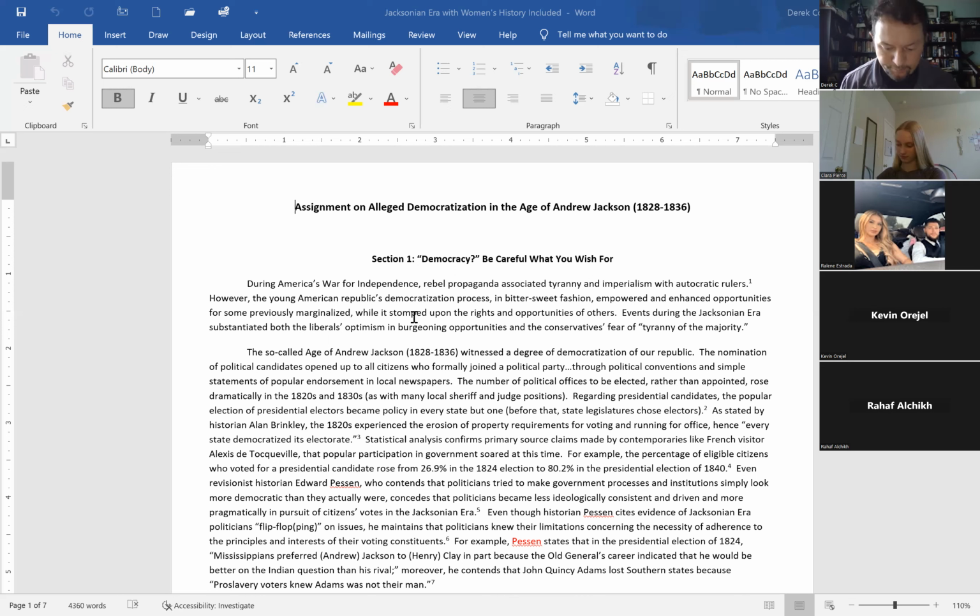They did things for show as well as perhaps in substance to make the common white men feel like they were participating in government for the first time. Okay. So for instance, they started the party convention system.